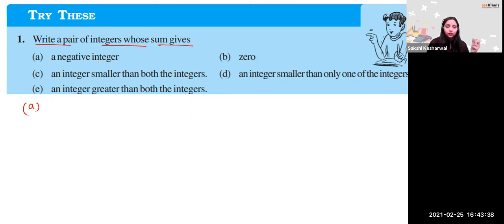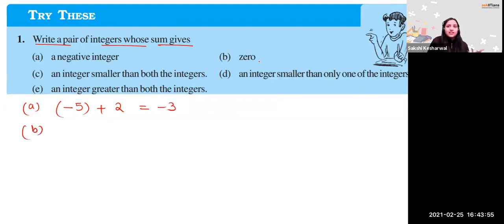Greater than the other number, right or not? So if I say minus 5 plus 2, right? So what will it be? Minus 5 plus 2, actually you will be subtracting, and then you will be getting the answer as negative 3. Now let's do the B part.